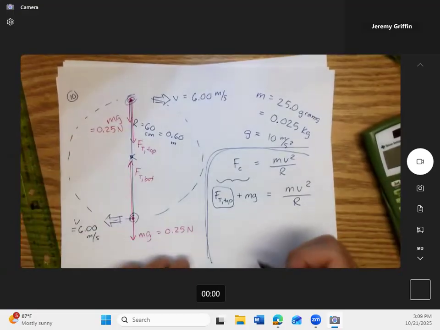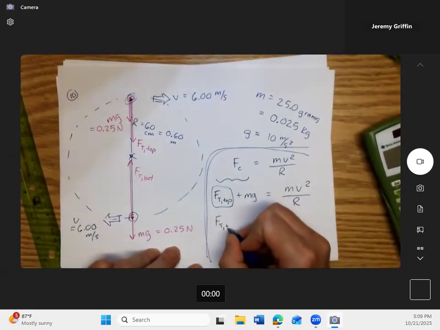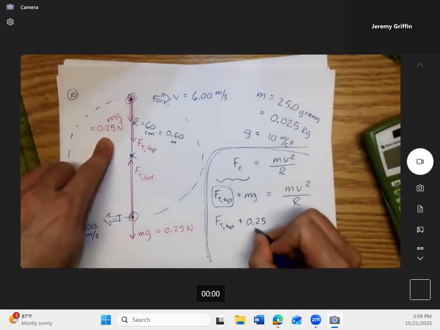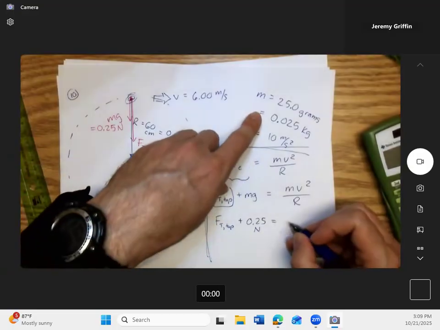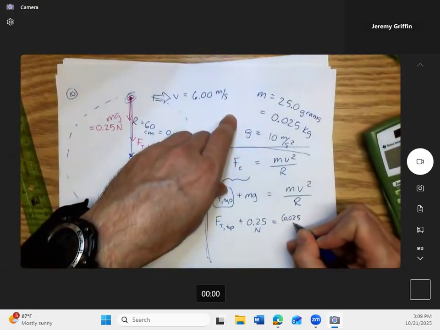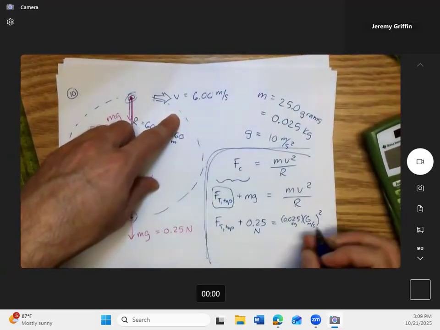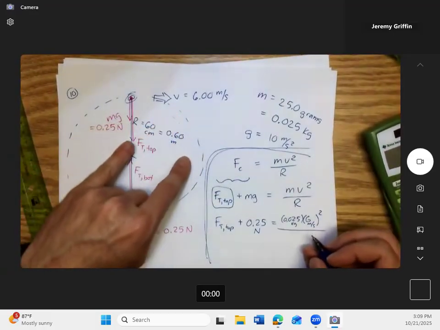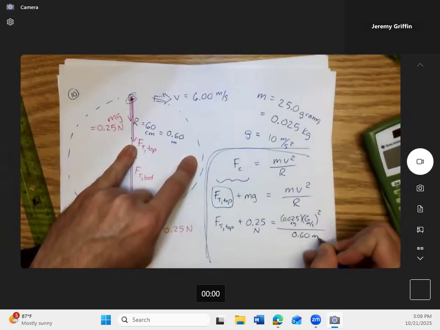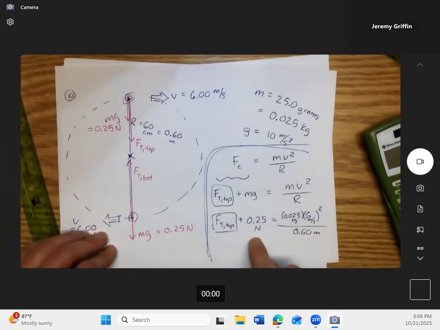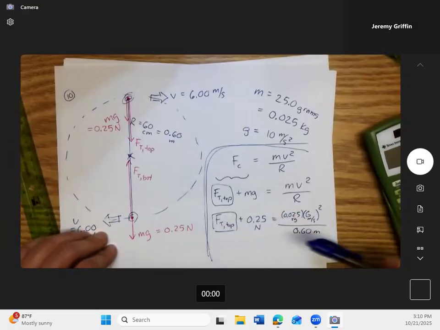So F_T top plus, I'll pop in some values now. I know the weight is 0.25 newtons, equals, then I have this mass here of 0.025 kg. The speed is 6 meters per second, and that's being squared. And it's all divided by the radius of curvature, and we're using 0.6 meters. So everything's in base SI units. Now, to get the tension at the top, all I have to do is subtract over the weight. You guys get it?